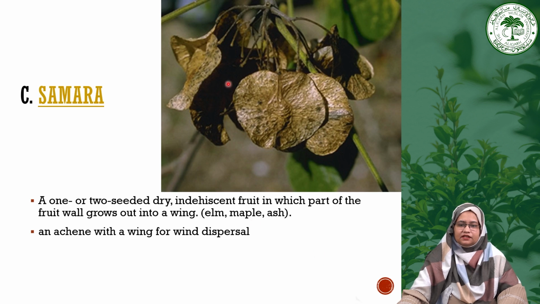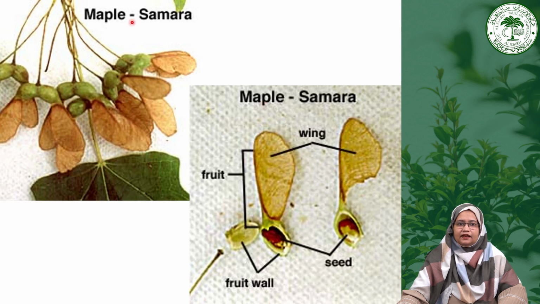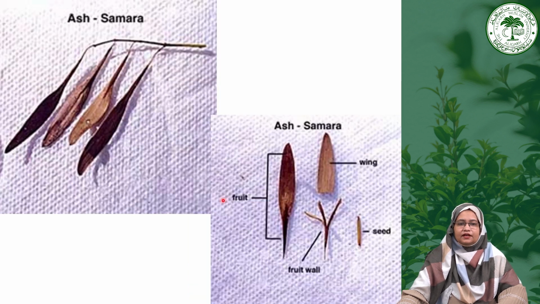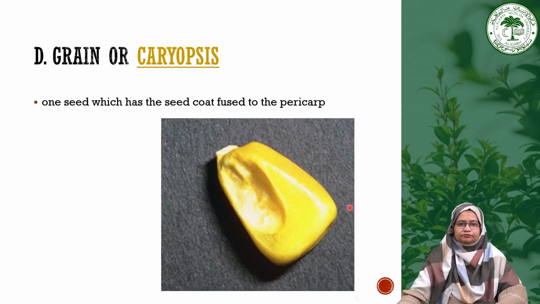As you can see here in these images, this is a single fruit which is indehiscent type, which has an outgrowth that helps in the dispersal of the fruit. Like in the case of maple samara, you can see these are the wings, and inside it you can see seeds are present that help in the dispersal of this type of fruit. Then ash samara, which also has a wing, you can see here these are the small seeds, and this one is the fruit wall.